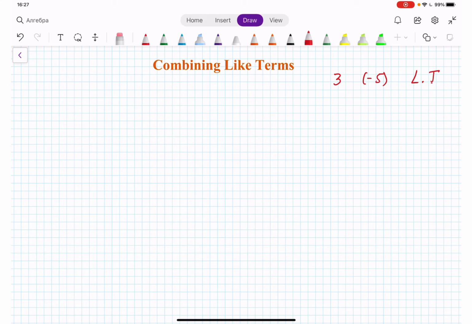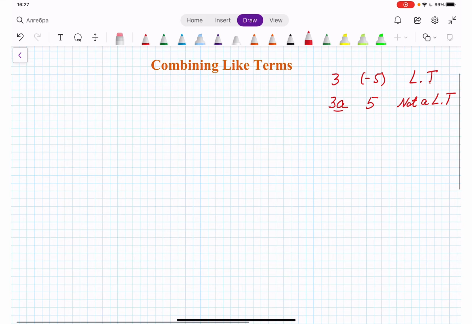And this is what we call like terms. Next, if I have 3a and 5, this is not a like term because 3 has a, 5 doesn't have. But if I take 3a and 5a, then we have like terms. We can put them together, get 8a.